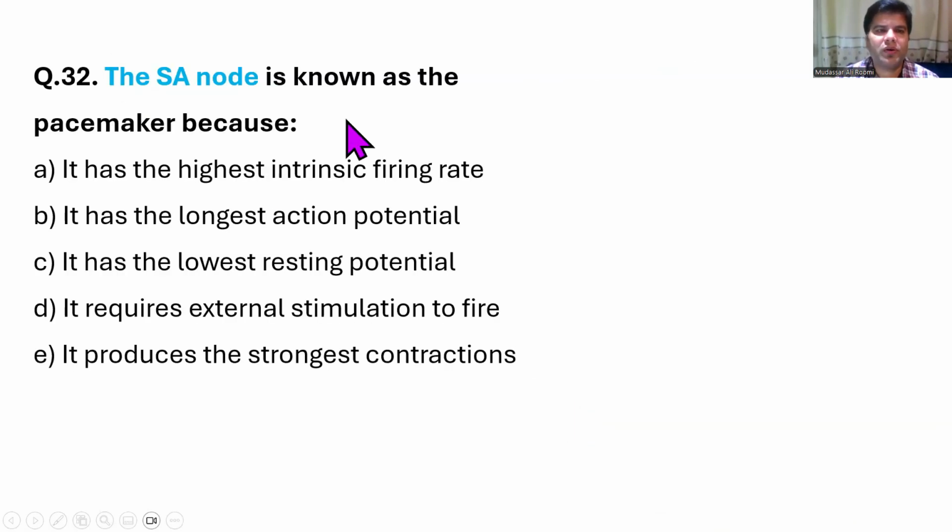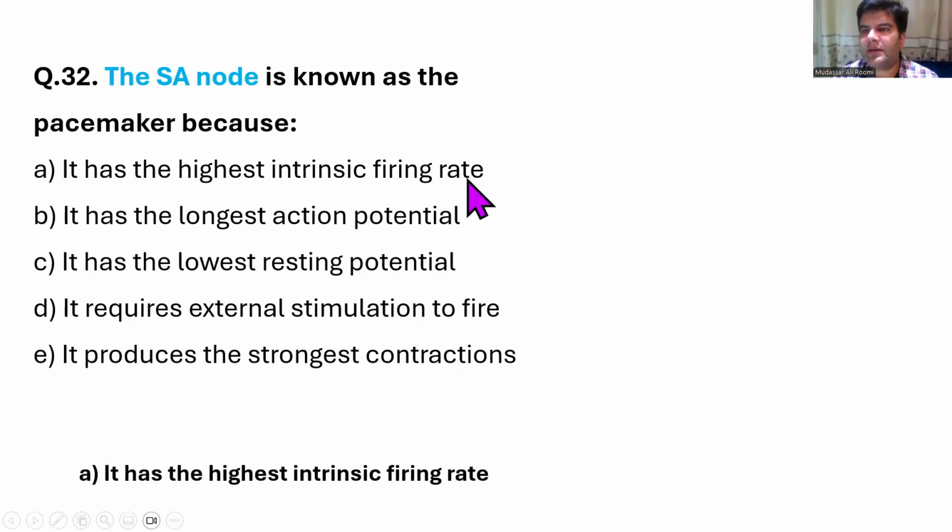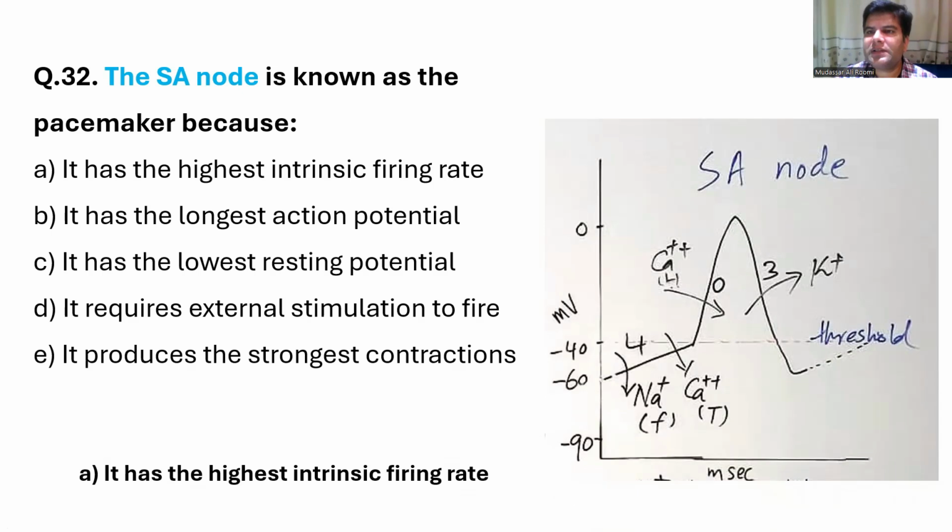Next question is, SA node is known as the pacemaker of heart because, the options are: A, it has the highest intrinsic firing rate, B, it has the longest action potential, C, it has the lowest resting potential, D, it requires external stimulation to fire, E, it produces the strongest contractions. And the answer is, it has the highest intrinsic firing rate. Because the intrinsic firing rate of the SA node is 60 to 100 per minute, and that's higher than the intrinsic firing rate of other tissues.